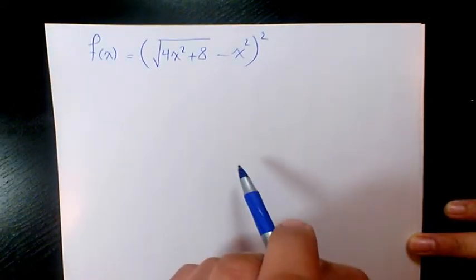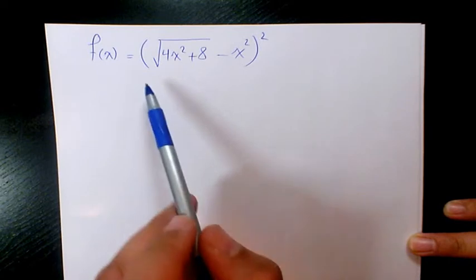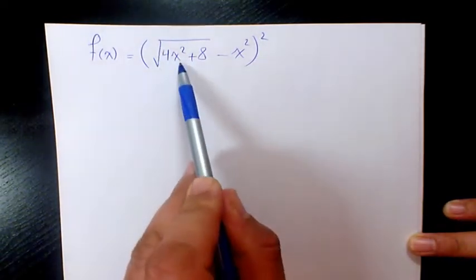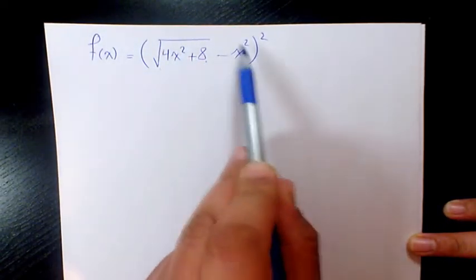Welcome to another video. In this video I want to show you how to find the derivative of the square root of 4x squared plus 8 minus x squared to the power of 2.